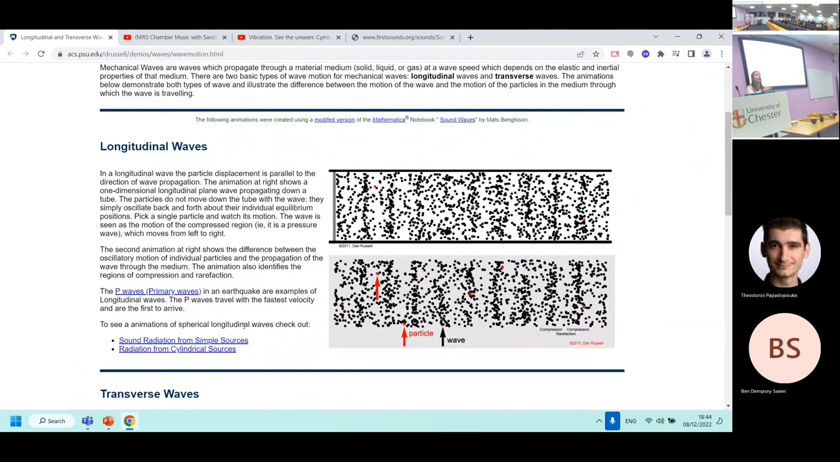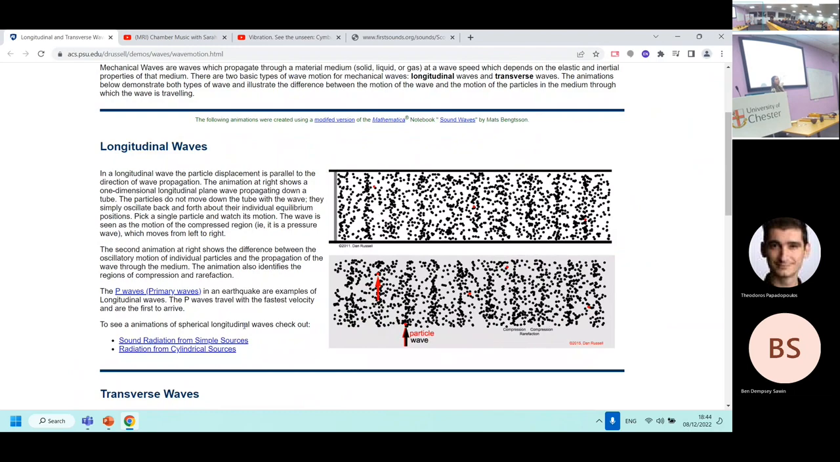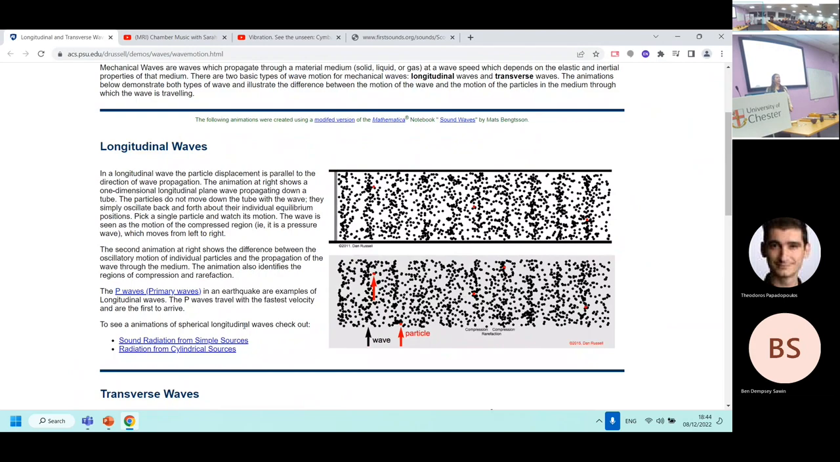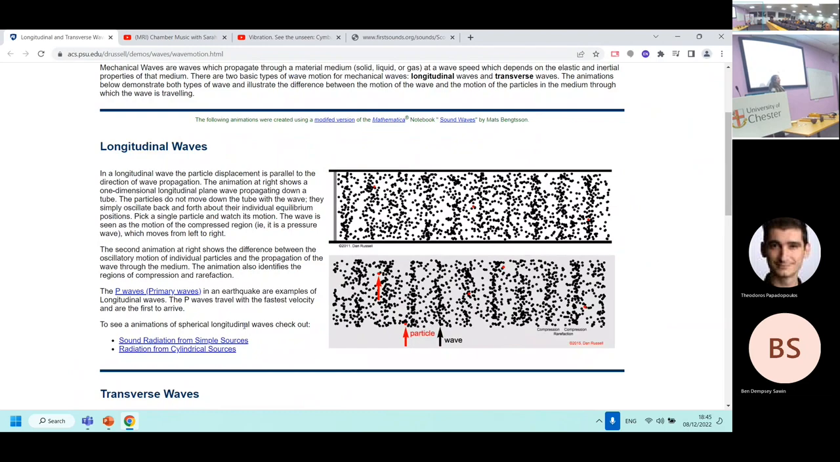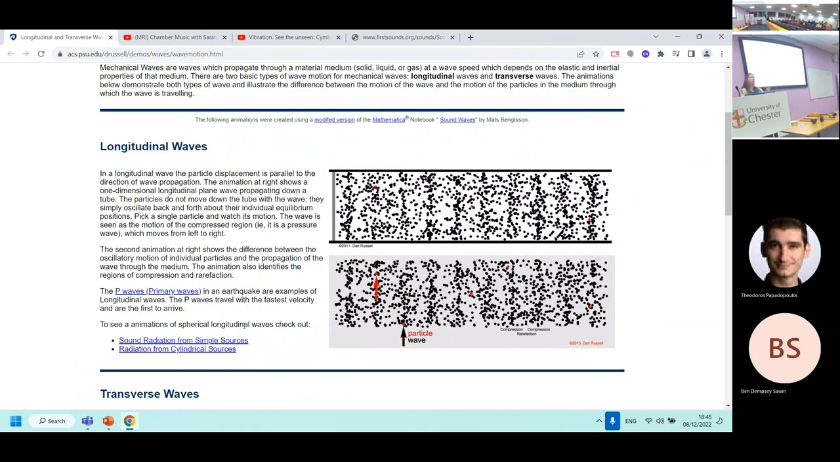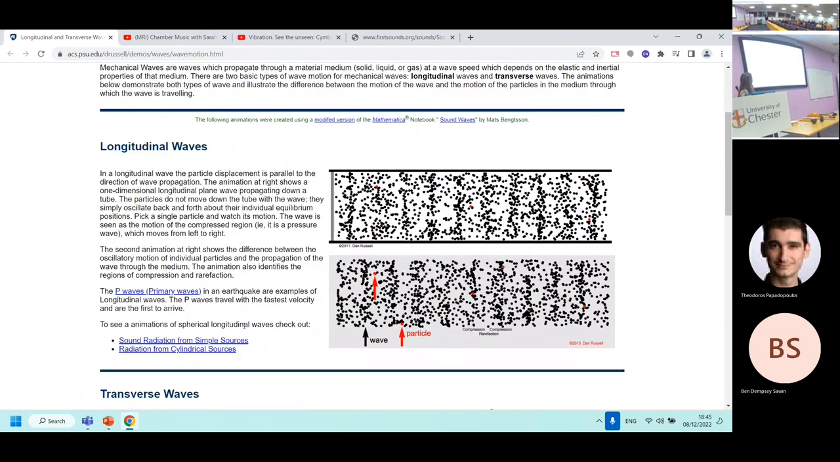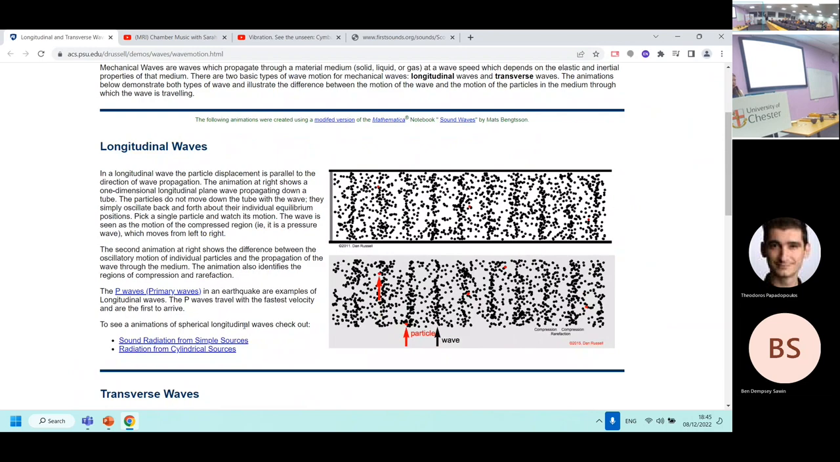It's called a longitudinal wave because the direction of the particle moving backwards and forwards is in the same plane as the direction of the energy moving backwards and forwards. With a string, the string is moving that way, and the energy is moving that way. So they're called transverse waves because the energy is not moving in the same direction as the particles. But sound waves are called longitudinal waves because everything's in the same plane. Okay, so let's go back to the slides.